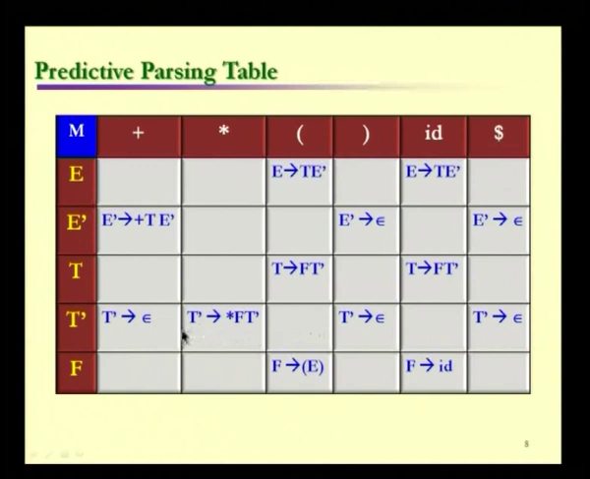So we have rule number 3 that can be applied in our predictive parsing table construction, but I will explain that after a short break.